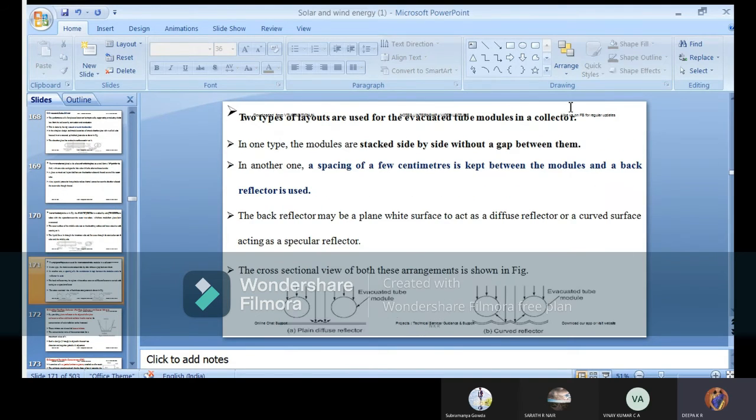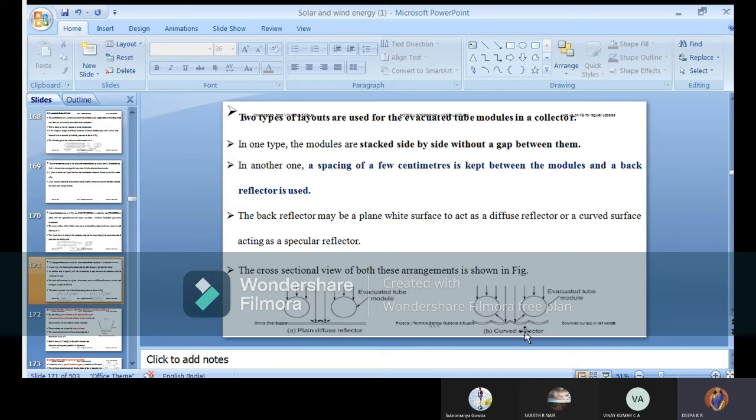Copied in this diagram, because these all come from a flat plate collector. But in that you can go for different configurations, or you can say layouts of connection. So the first figure is a plain diffuse reflector. The second one is a curved reflector. So plain diffuse means, hope you can see these evacuated tubes and inlet and all, that is fine. But this completely depends upon the absorption, how they are doing it. So here you can see this is unidirectional. All the rays are hitting the surface of your evacuated tube module.